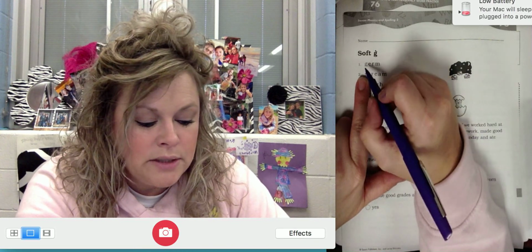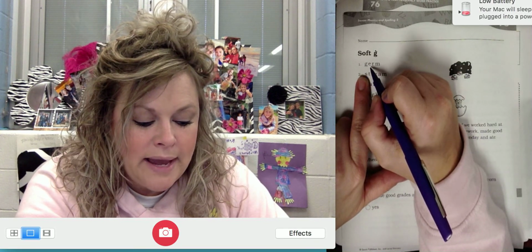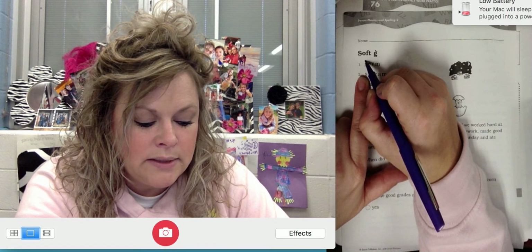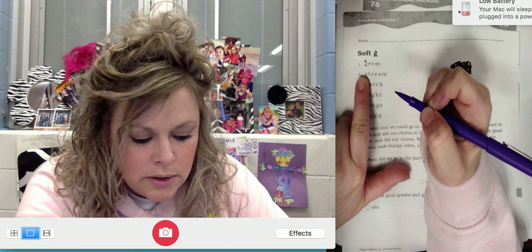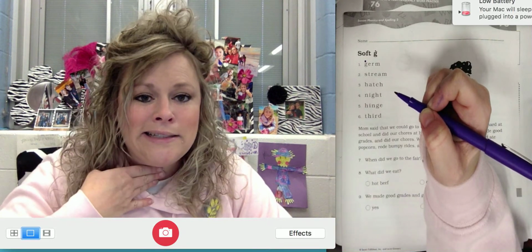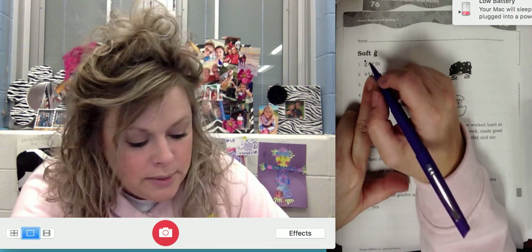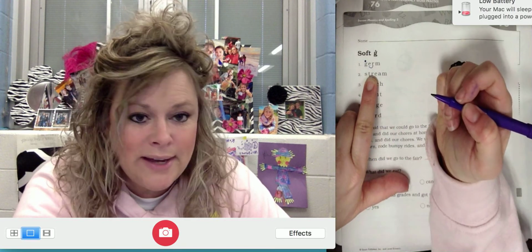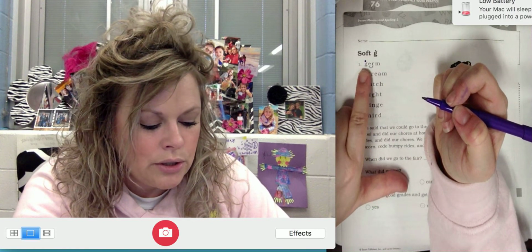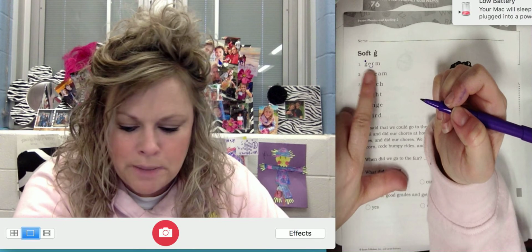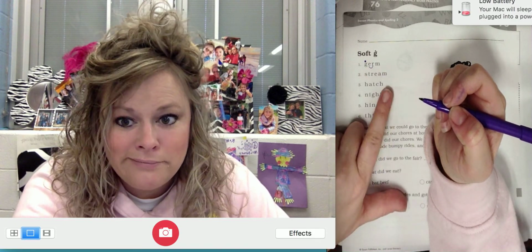This word has a G followed by an E, so right away I know it's going to be a soft G sound, J. The hard G sound is G, soft is J. Okay. I also see a combination ER, so now I can sound out that word germ, a germ or a cootie, a germ.